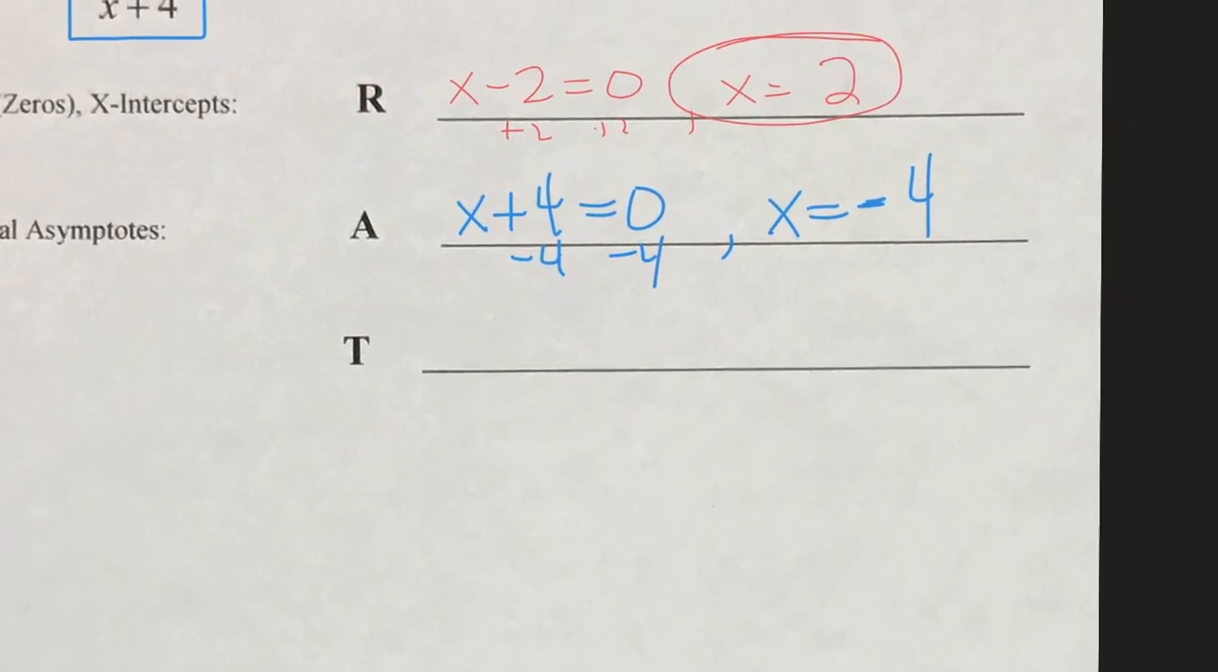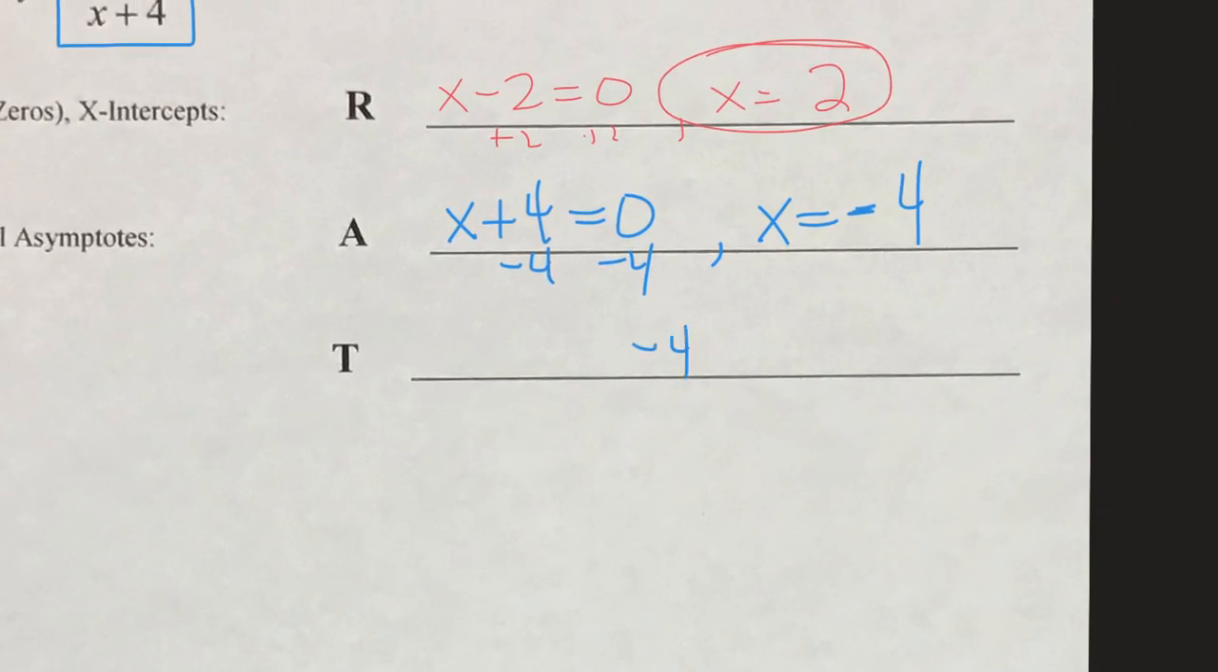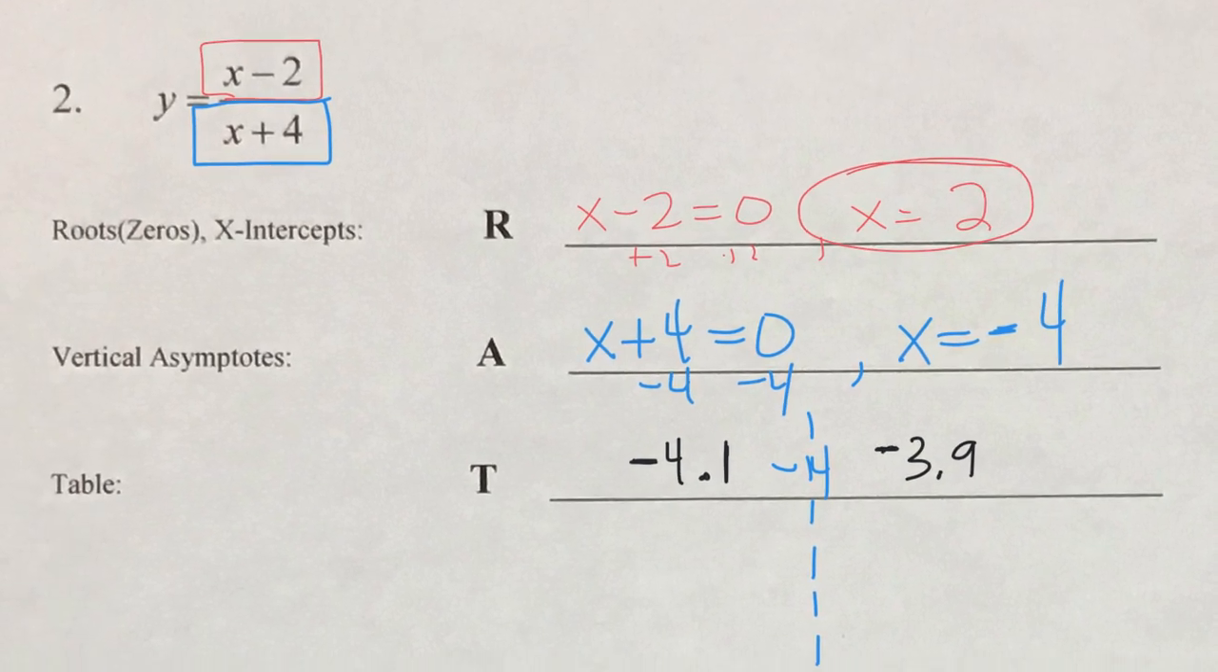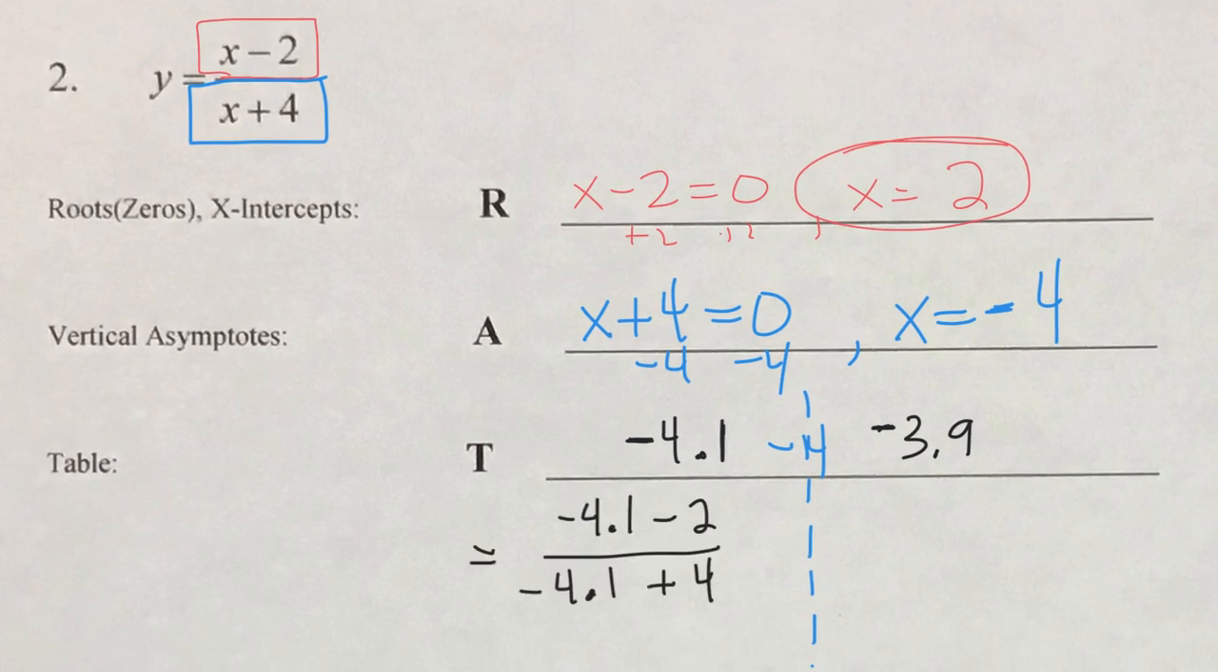Now our table, negative 4 is your asymptote, right? So I make a vertically dashed line to remind myself. Now I pick a little bit to the left, negative 4.1, and a little bit to the right, negative 3.9. Okay, so that's a little bit to the left of negative 4 and a little bit to the right of negative 4. And I'm seeing whether this is a positive or a negative number when I plug it into my equation. So on the top, I get negative 6.1, and on the bottom, I get negative 0.1.